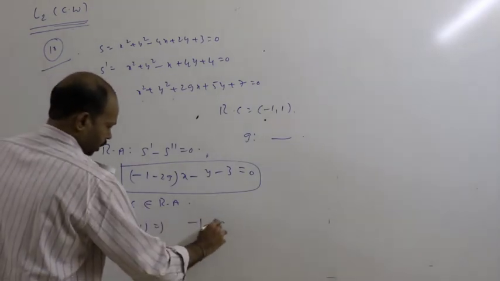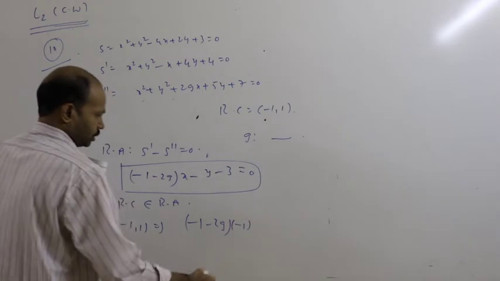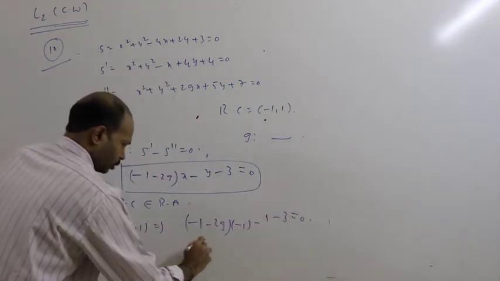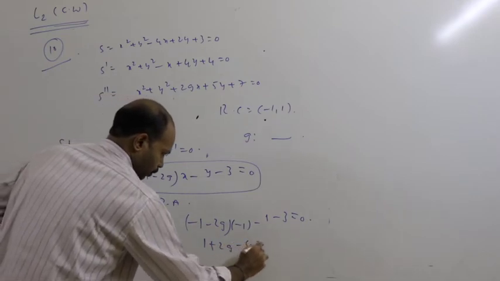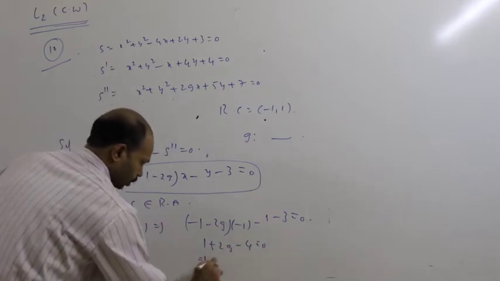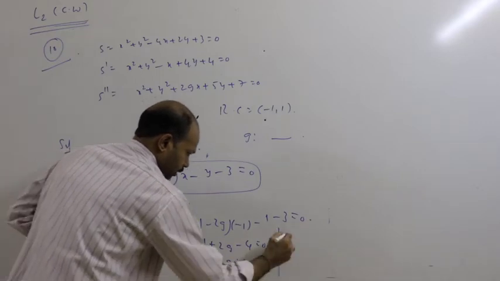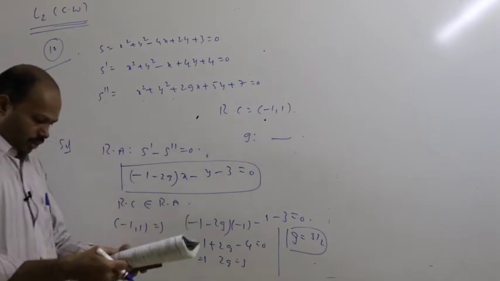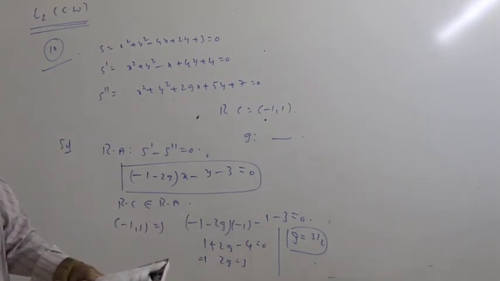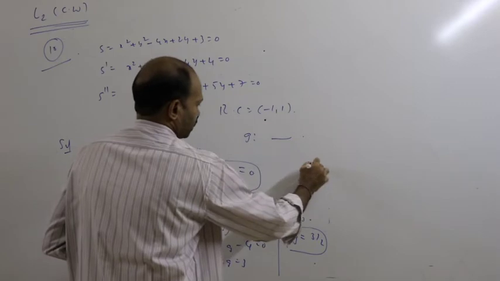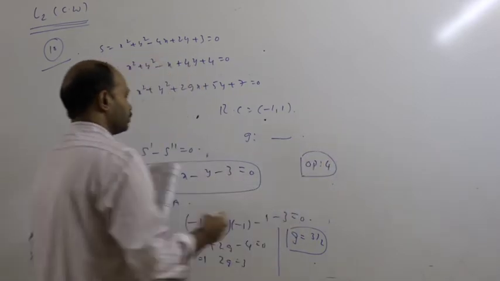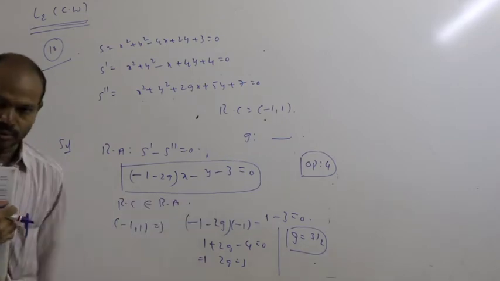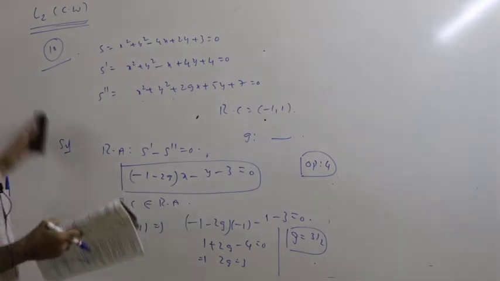So minus 1 minus 2g into minus 1, minus 1, minus 3 is 0. See the cancellation: 1 plus 2g minus 4 is 0. 2g is equal to 3, then g is equal to 3 by 2. Check which option it follows. g is equal to 3 by 2, so your answer is option 4. Find the radical axis and apply the radical center, you get the value of g. That is our 10th question.